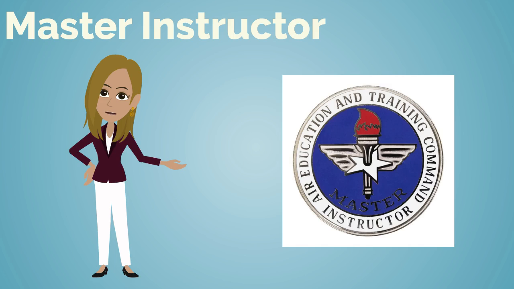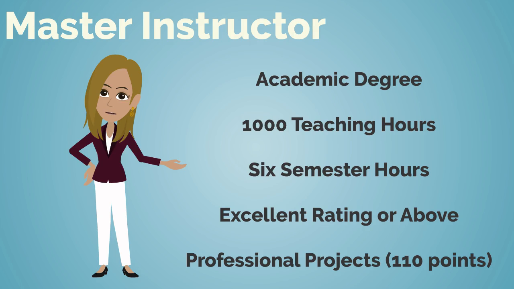The criteria for achieving Master Instructor includes an academic degree, a minimum of 1,000 teaching hours, a minimum of 6 semester hours of college education courses beyond the minimum required degree, an overall rating of excellent or above on the last 3 consecutive instructor evaluations, and 110 points accumulated by professional projects and/or awards criteria.